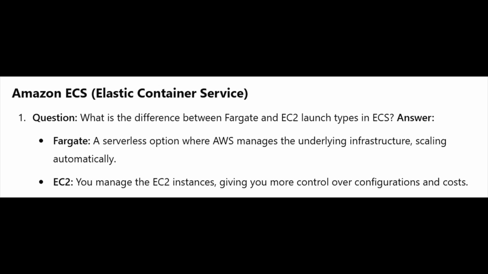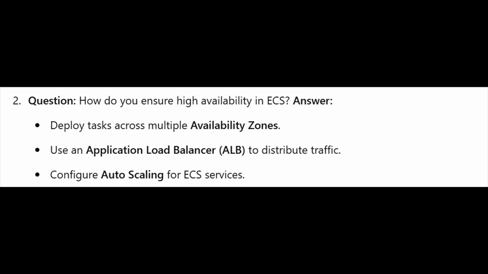Amazon ECS, Elastic Container Service. Question: what is the difference between Fargate and EC2 launch types in ECS? Answer: Fargate is a serverless option where AWS manages the underlying infrastructure, scaling automatically. With EC2, you manage the EC2 instances, giving you more control over configurations and costs. Question: how do you ensure high availability in ECS? Answer: deploy tasks across multiple availability zones. Use an Application Load Balancer, ALB, to distribute traffic. Configure auto-scaling for ECS services.